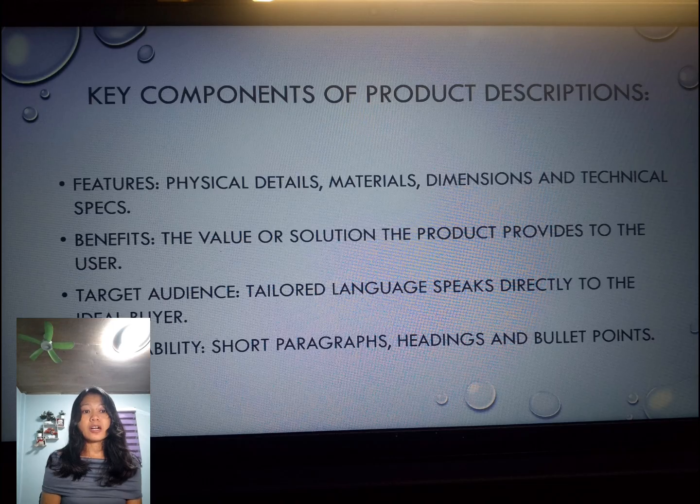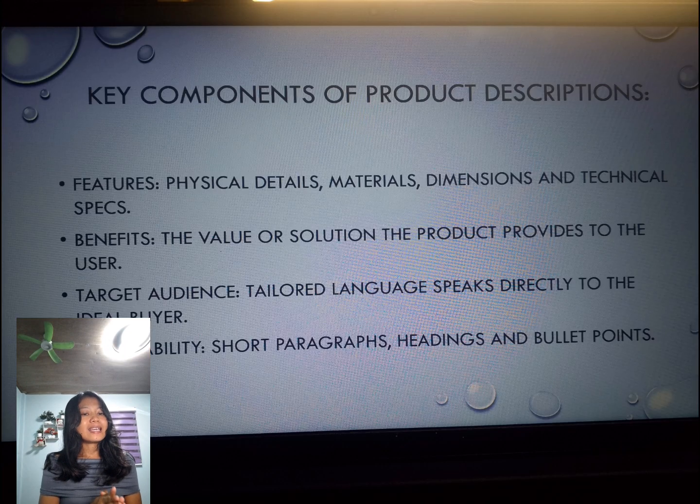So next one is the target audience. Tailored language speaks directly to the ideal buyer. So if your ideal buyer is a non-English speaker, for example, Chinese, Korean, or Japanese, it depends. So, depending on what you put in your product description, if the language they use is Korean, use that. But if your target buyers are English speakers or those who can understand English, of course, you are going to make a product description that is written using the English language. So that's just one of the components of the product description.